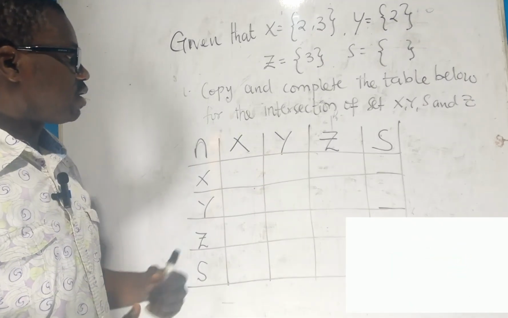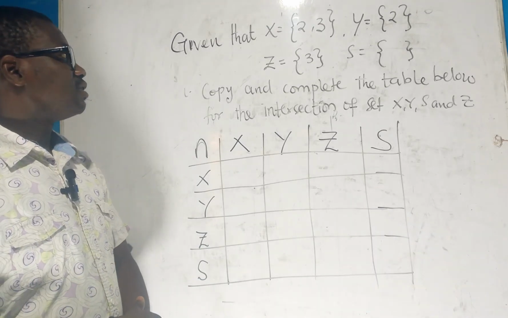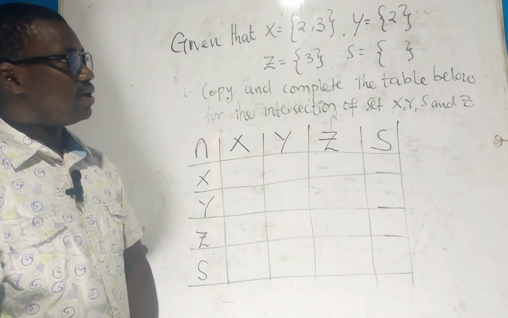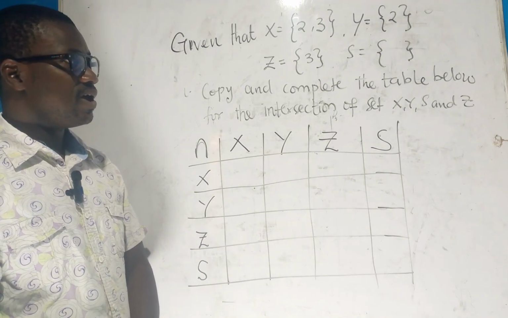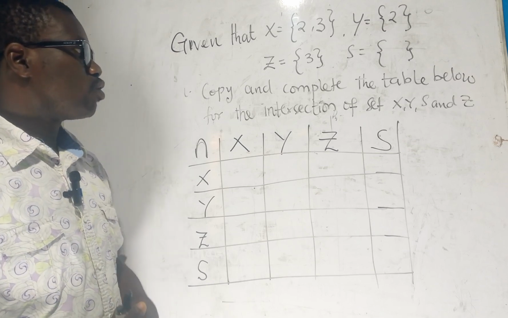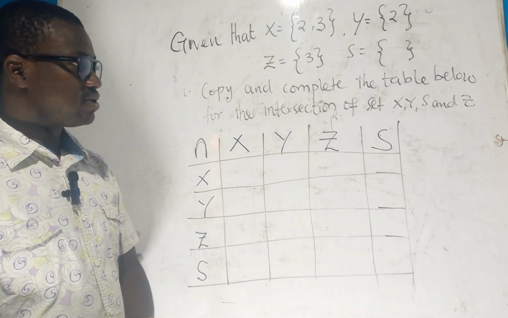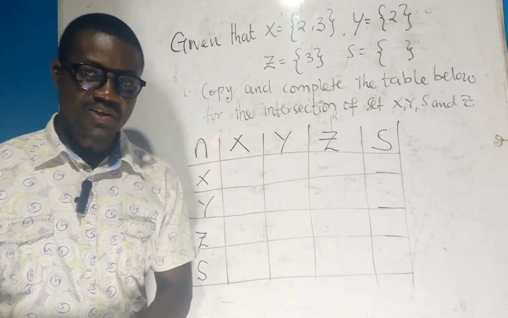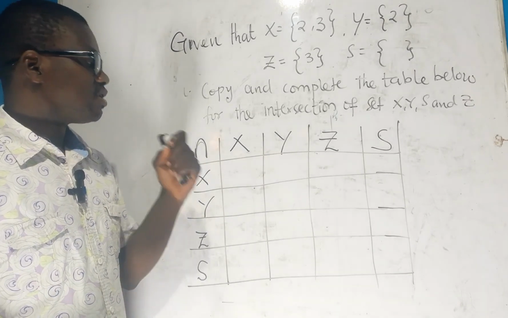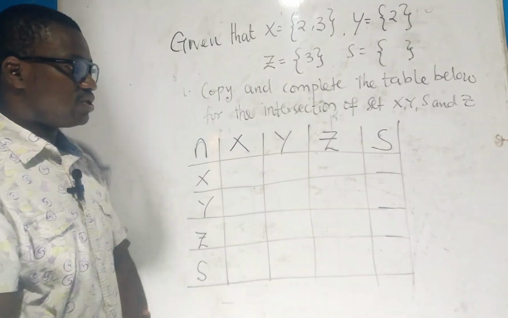Now we have this question. It is a set problem, and the question is: given that x is {2, 3}, y is {2}, z is {3}, and s is an empty set, copy and complete the table below for the intersection of x, y, x, and z. What you have to do here is use the intersection approach to simplify this question, because the table is intersection.